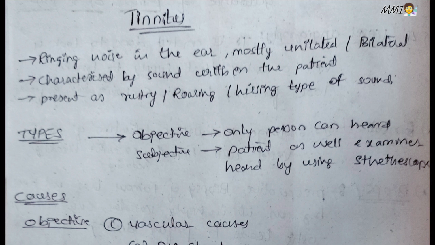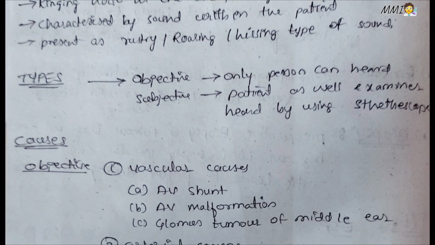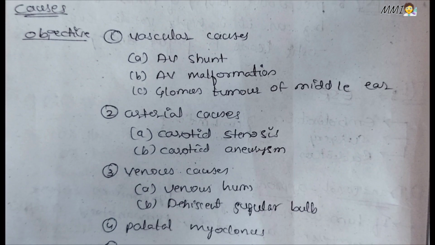Causes. Objective causes are, first, take the vascular system. Vascular causes: arterial causes, venous causes. Vascular causes are AV shunt, arteriovenous malformation, and glomus tumor of the middle ear. So we'll make a video soon on glomus tumor also. Next is arterial causes. Arterial causes are carotid stenosis and carotid aneurysm. Venous causes are venous hum, dehiscent jugular bulb.